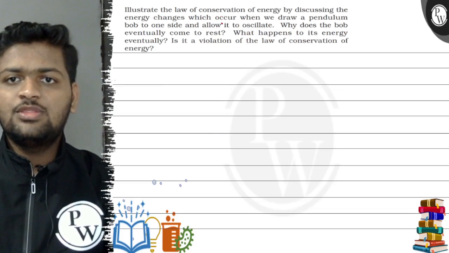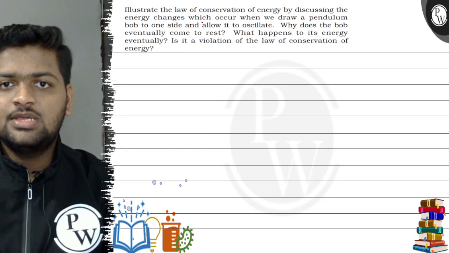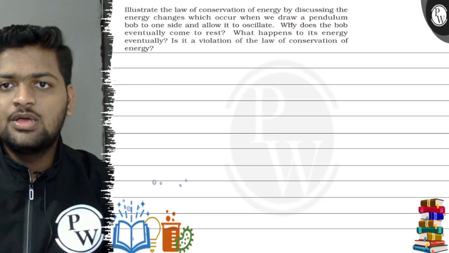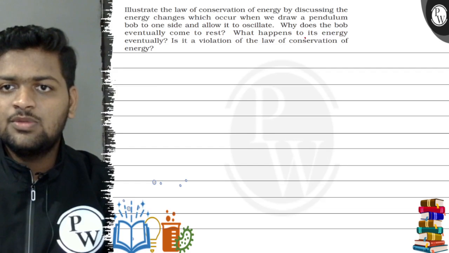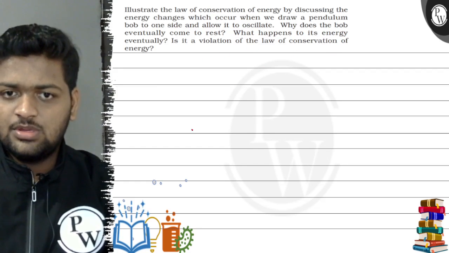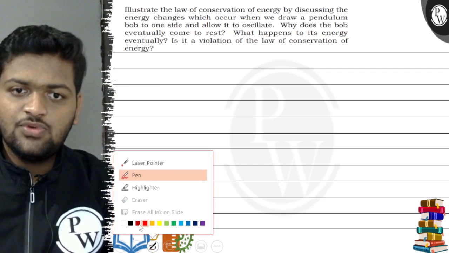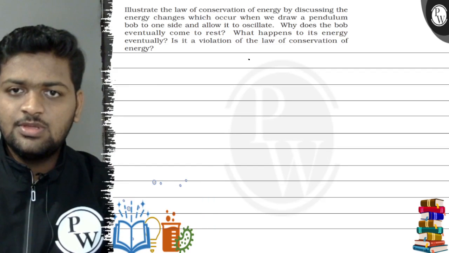Illustrate the law of conservation of energy by discussing the energy changes which occur when we draw a pendulum bob to one side and allow it to oscillate. Why does the bob eventually come to rest? What happens to its energy eventually? Is it a violation of the law of conservation? First of all, we will divide some space.